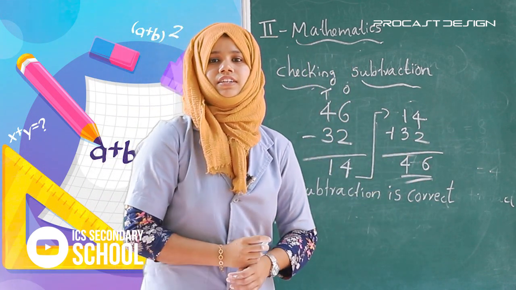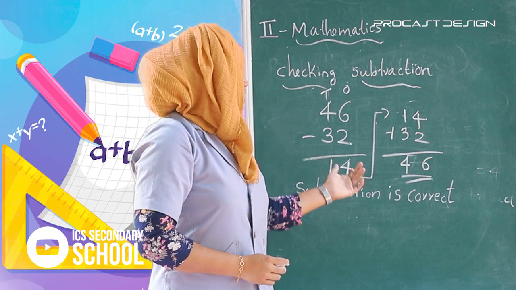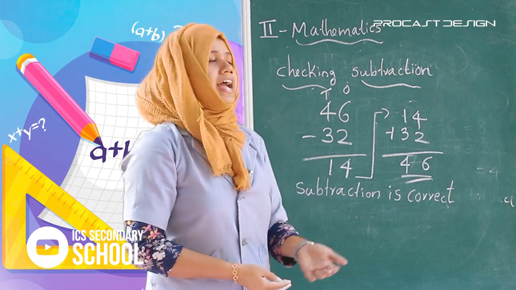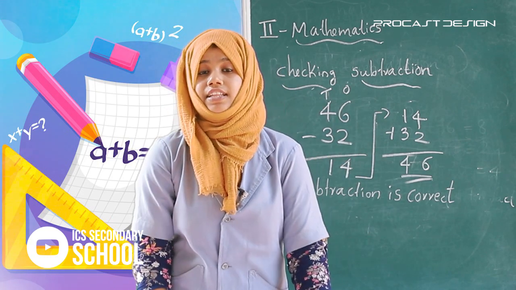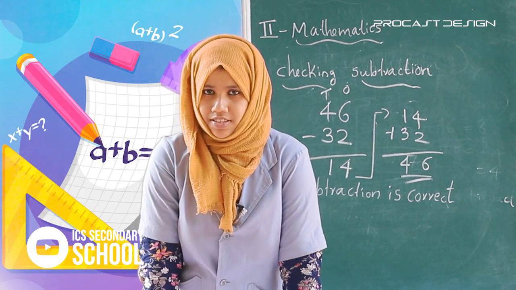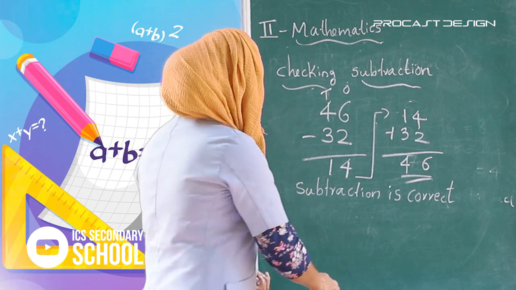So, this is the method. Adding the difference with the smallest number, we get the largest number. That means the subtraction is correct. Subtraction is correct. Okay.